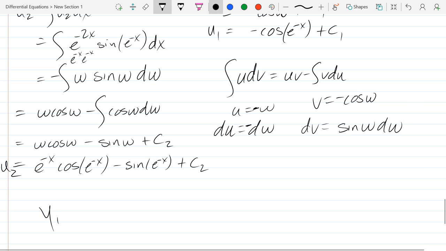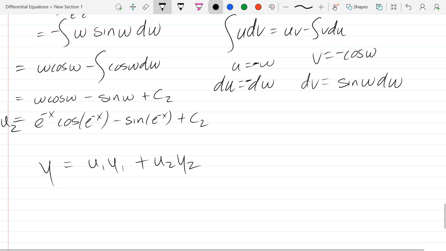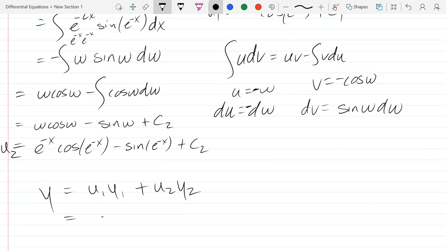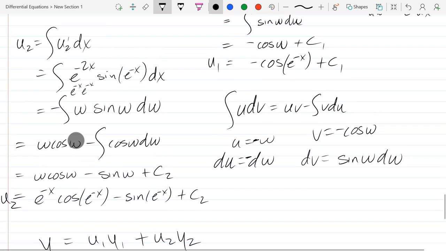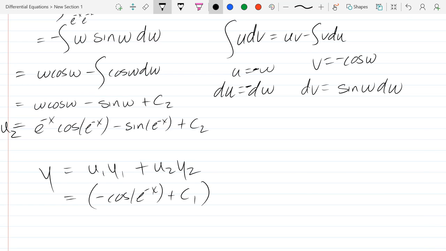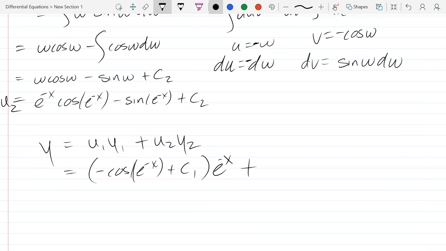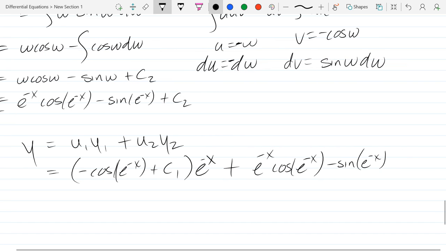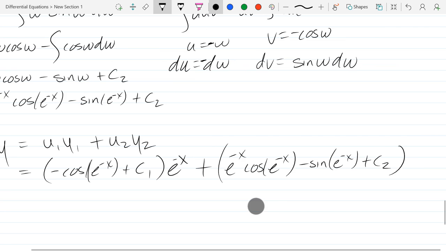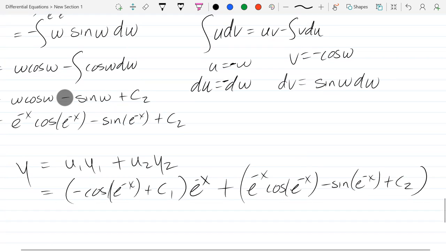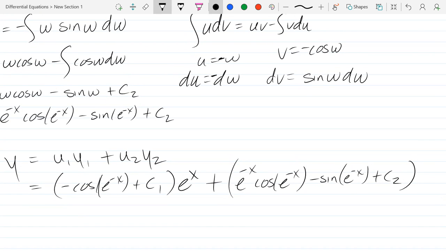So putting our answer together, so our u1, negative cos e to the negative x plus C1, times y1, which is e to the x, plus u2, e to the negative x cos e to the negative x minus sine e to the negative x plus C2, and this whole thing times e to the, did I mess that up? I think it was x and 2x. Yeah, it should be e to the 2x.